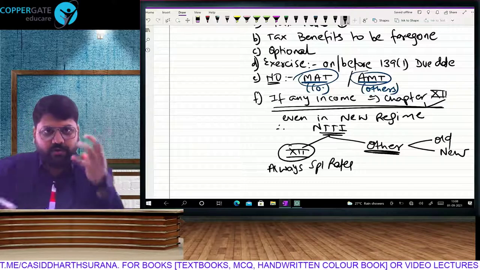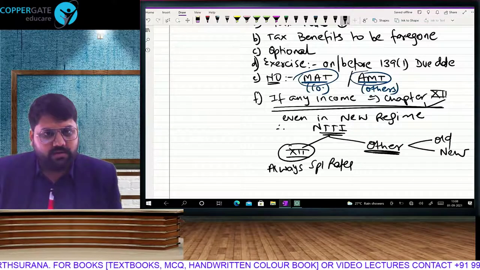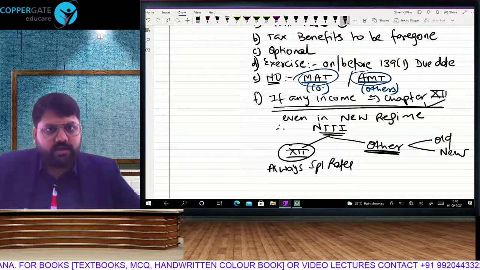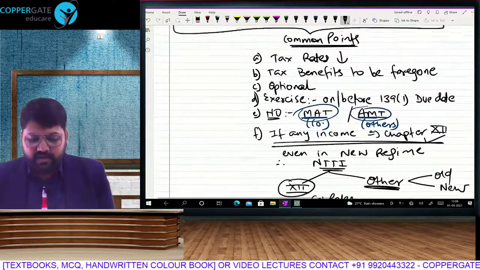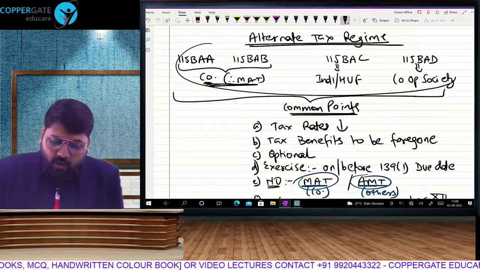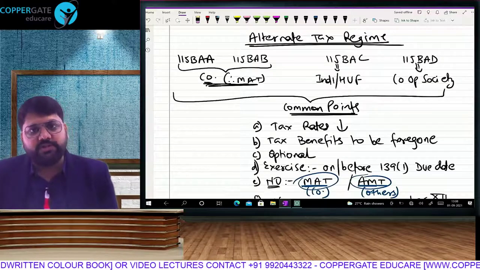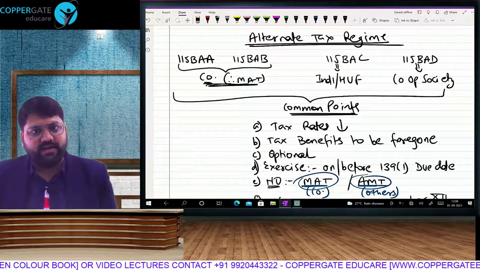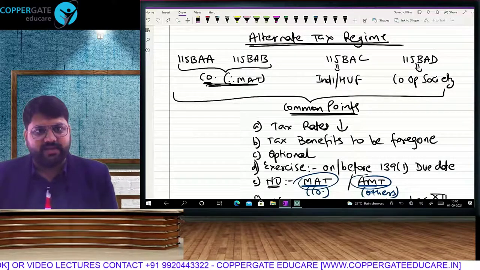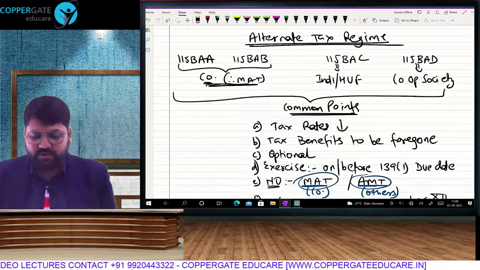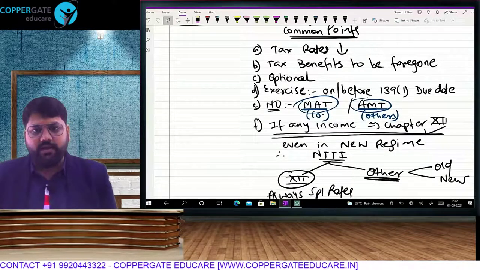The option of old or new, is new regime an optional thing? Is new regime optional? That option is only for your normal income. Special income will always be taxable at special rate. And these points are applicable for all these four sections. Though the agenda of this introduction chapter is only to teach you BAC, BAD, because I have done individual, HUF and cooperative society already, I am also going to cover these common points of BAA, BAB, though these sections will be taught to you in the MAT chapter.